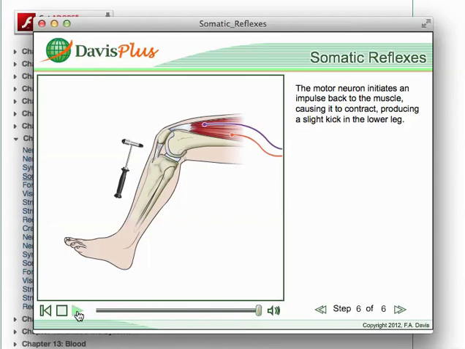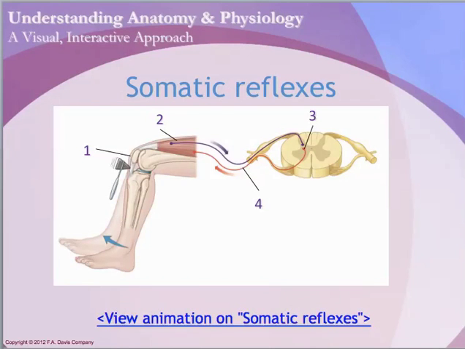So I wanted to just talk about reflexes so you understand the difference, because it's not a normal kind of sensory motor neuron pathway, because it really bypasses the brain. So that's one of the key features of reflexes.